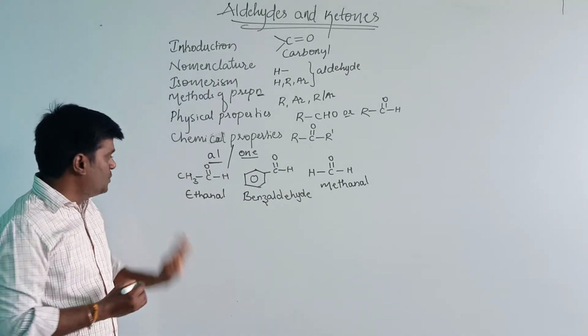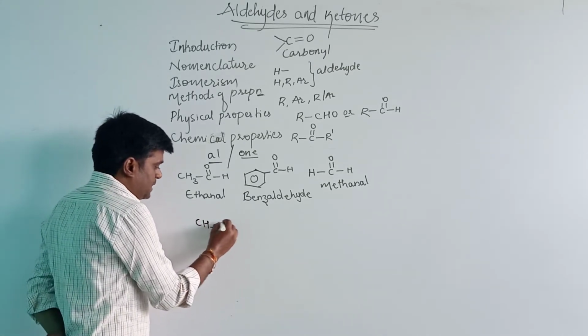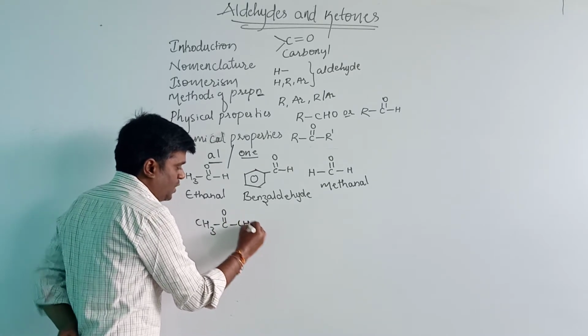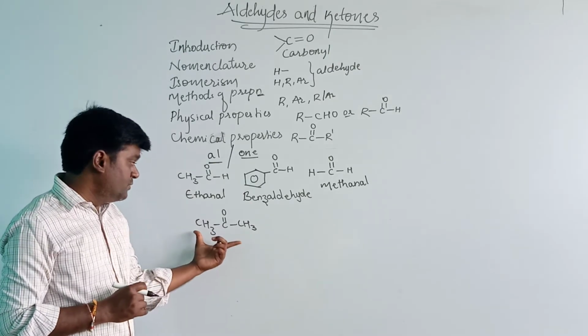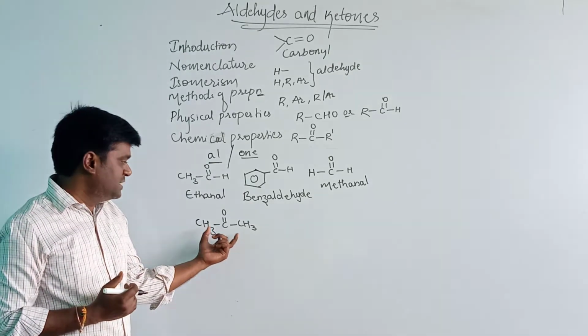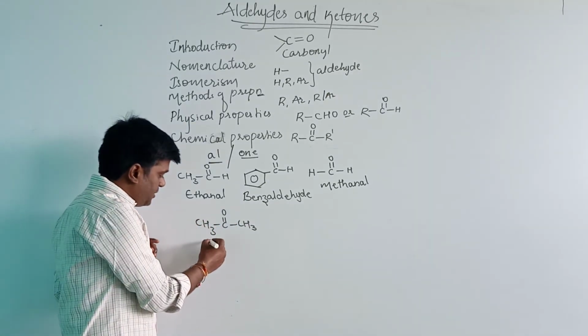Let us see ketones. That is CH3-C double bond O-CH3. Both the valencies are satisfied by the alkyl group. Therefore, this belongs to the ketone. And there are three carbon atoms.